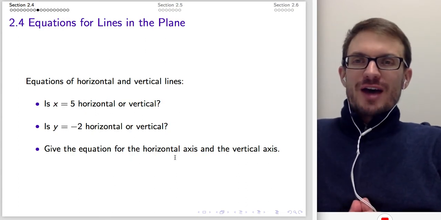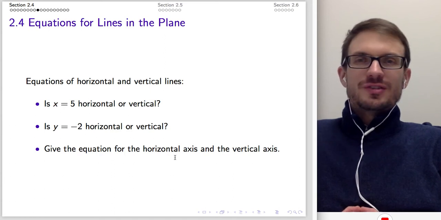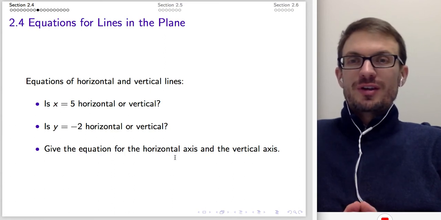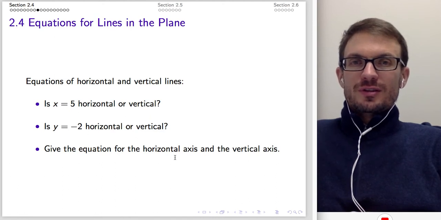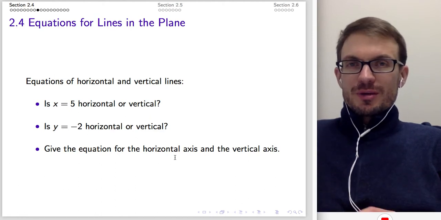So therefore, we can solve the following. Is x equals 5 horizontal or vertical? Is y equals minus 2 horizontal or vertical? And then give the equation for the horizontal axis and the vertical axis. All right, so pause, stop, think about it for a second.